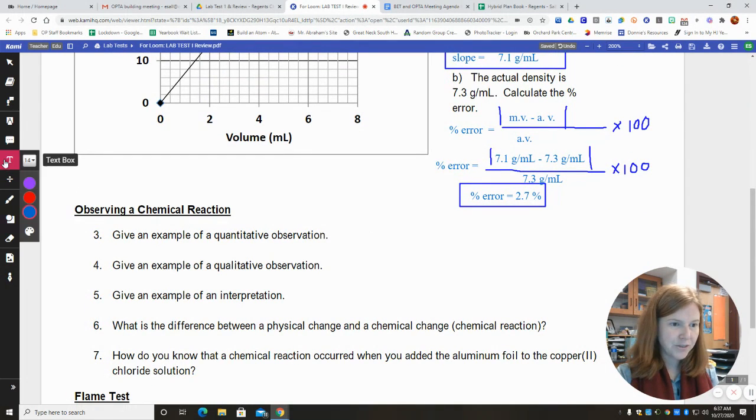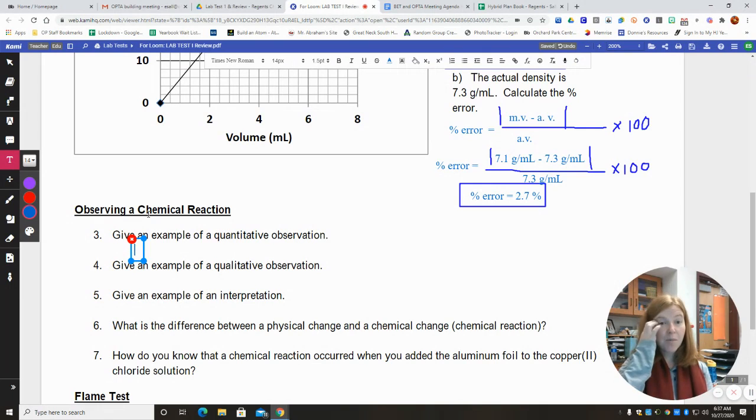Observing a chemical reaction. It says, give an example of a quantitative observation, give an example of a qualitative observation. So here's what's going to happen on the lab test with this one. You are going to have a short little blurb about an experiment where they're going to tell you what the student saw. You then need to, from that blurb, tell me what is quantitative, what is qualitative.